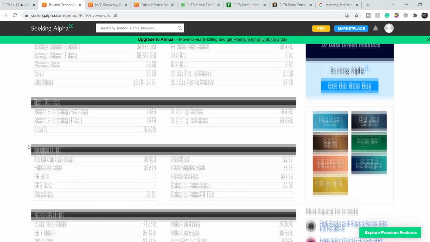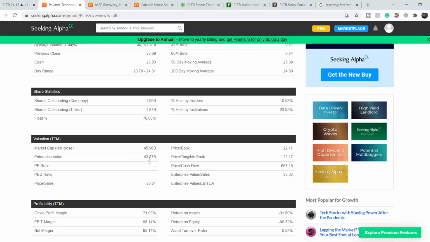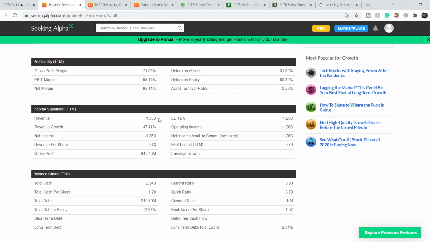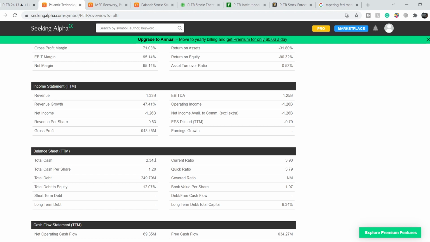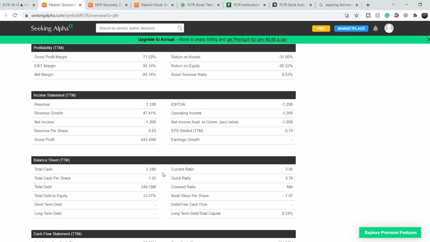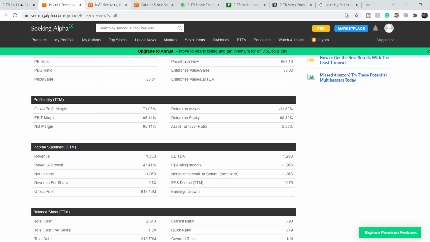This company for now has a total market cap of $45.96 billion. They have a revenue of $1.33 billion with a revenue growth of 47.41%. They have a negative net income of $1.26 billion, and I covered multiple times why they have this number. They have a very strong cash position of $2.34 billion with a total debt of only $249.79 million. So financially, as I already mentioned in my previous video, this company is very stable and there is nothing to worry about. Let me show you the recent news that might drive the price of this company.